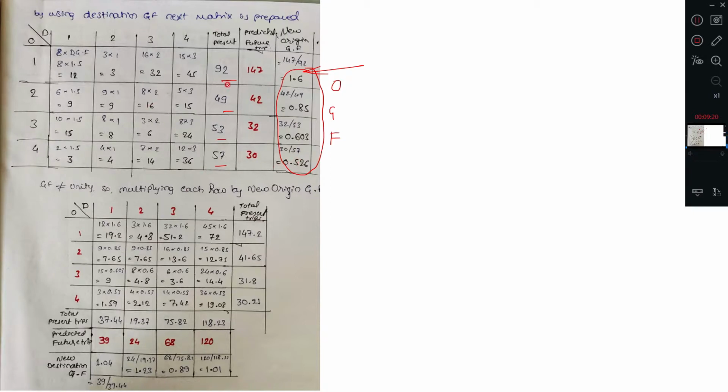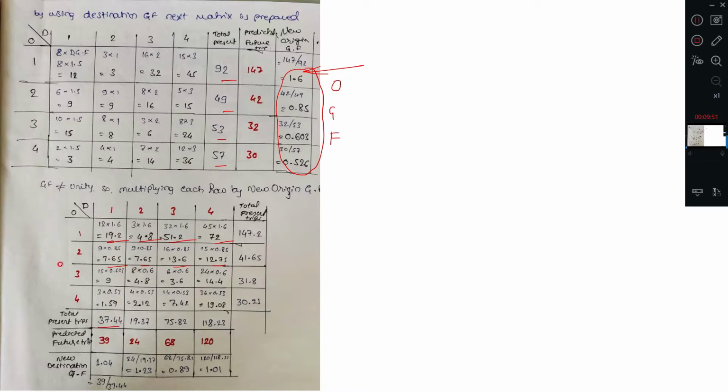So multiply this values for this entire row. So when origin growth factor is there, multiply for the entire row. When destination growth factor is there, multiply for the entire column. And a new trip distributions will get, right? So here some fractions are also coming, that also you can write. And once you fill the OD matrix, calculate the present trips.